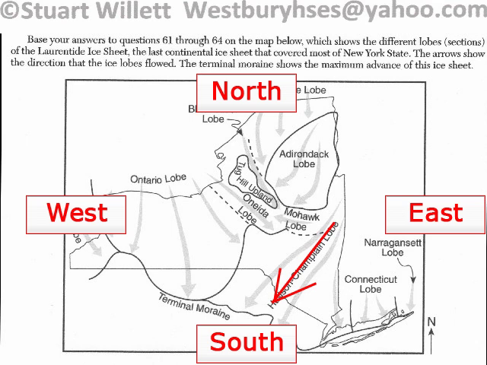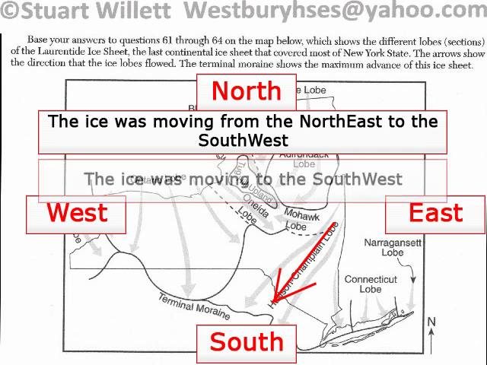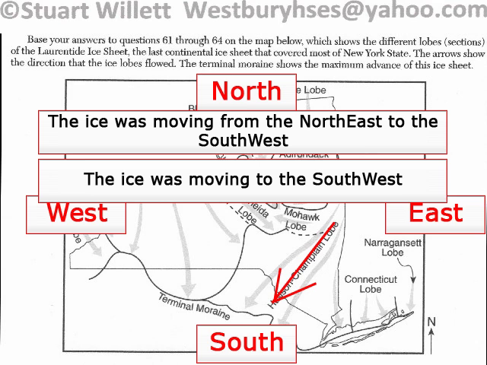You can answer this in several ways. You can say the ice was moving from the northeast to the southwest. That would be one good answer. Or you could say that the ice was moving southwest.